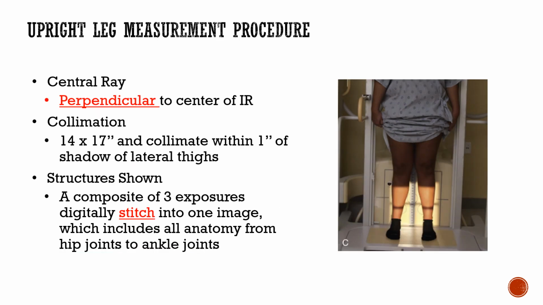So the central ray is going to be perpendicular to the center of the image receptor. We're going to collimate 14 by 17 and within 1 inch of the shadow of the thigh, the lateral thighs. We're going to have a composite of 3 exposures that digitally stitch into one image, which includes all anatomy from the hip joints to the ankle joints.